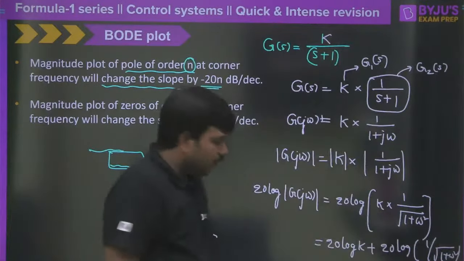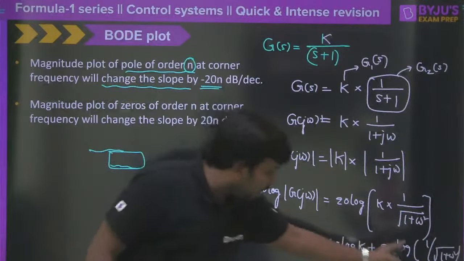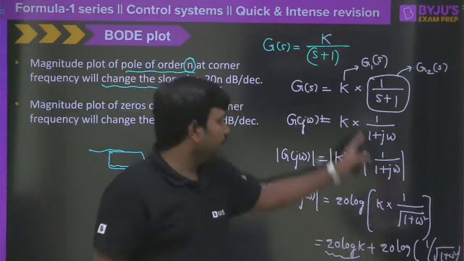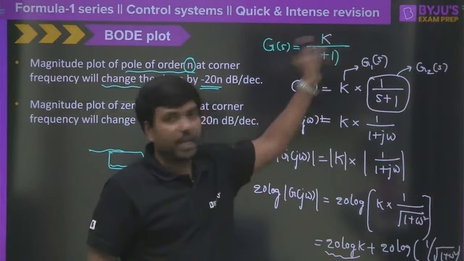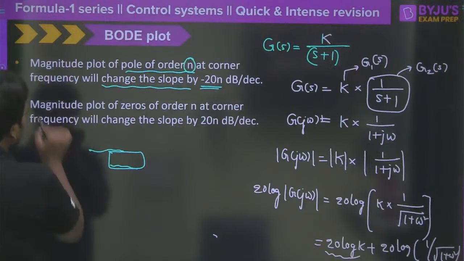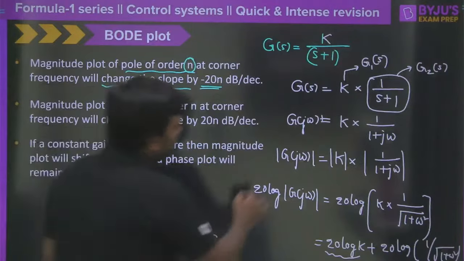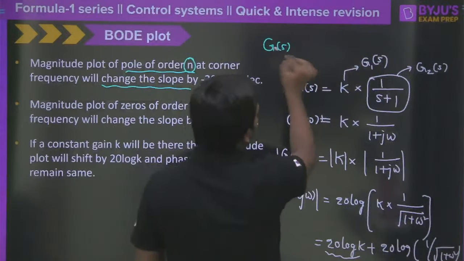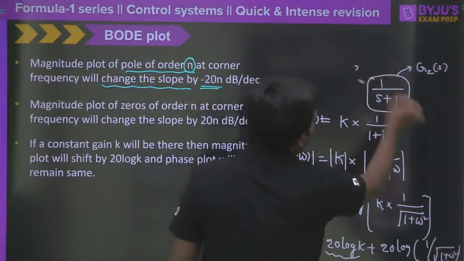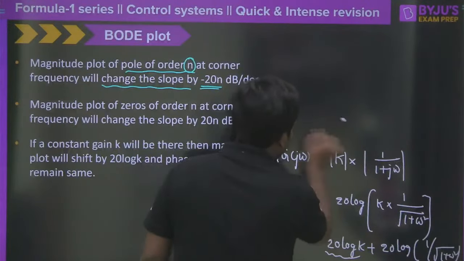Clear? So that means this 20 log k is going to be added to the existing gain if you have k in the numerator of the transfer function like this. That's why I told you that the magnitude plot will shift by an amount of 20 log k, and however a constant gain in the numerator will not affect the phase. This is very important to know. I hope I have explained everything clearly here, right?